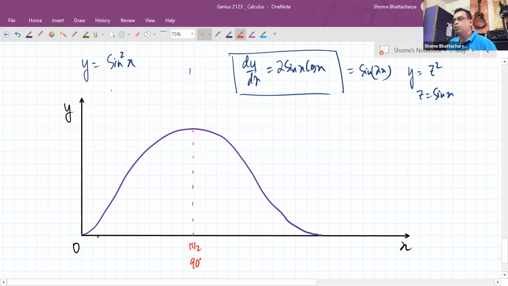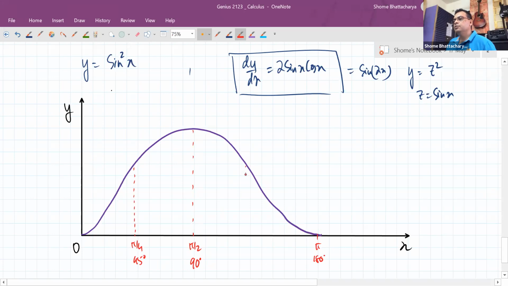But as long as both of us have taken the same scale, that so many boxes is pi by 2 radians, or the same number of boxes is 90 degrees, it makes no difference, because then this point will become pi, which is equivalent to 180 degrees. Okay. Yes. And this point, so this point will become pi by 4, which is 45 degrees.